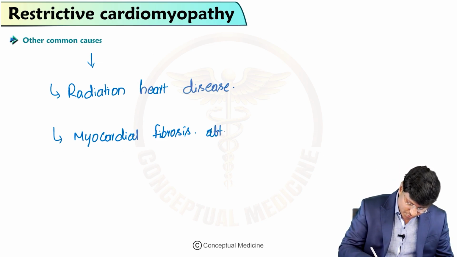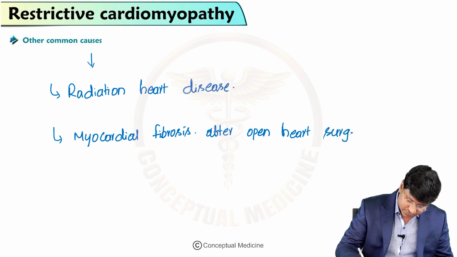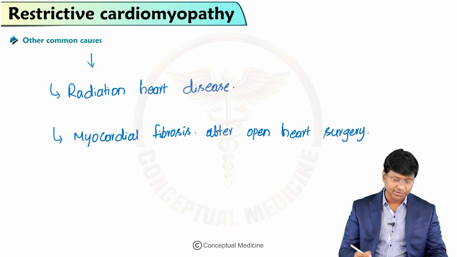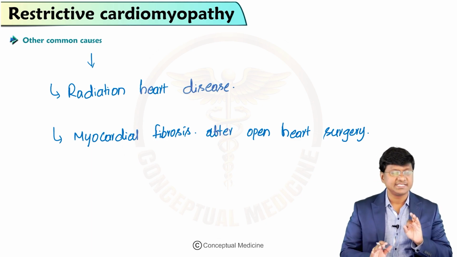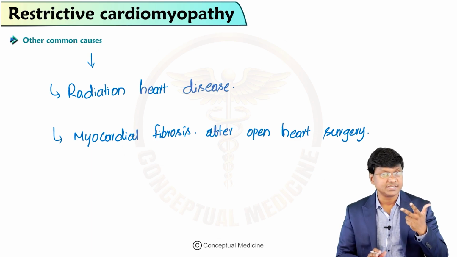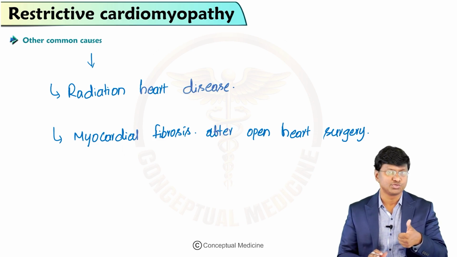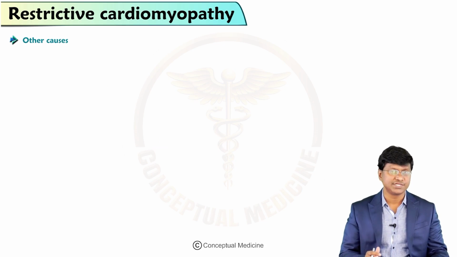So this will contribute to the development of restrictive cardiomyopathy. These three are common causes: amyloidosis, radiation, as well as myocardial fibrosis. But among all these, amyloidosis is the most common. Apart from this, we also have some other causes which will cause restrictive cardiomyopathy.